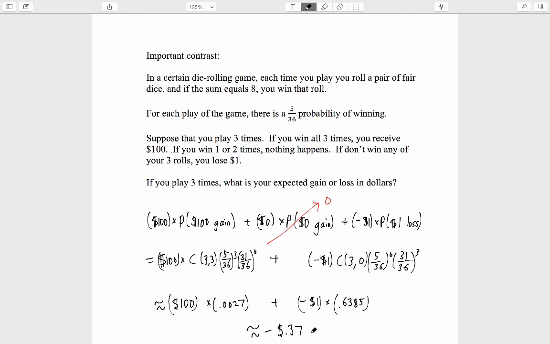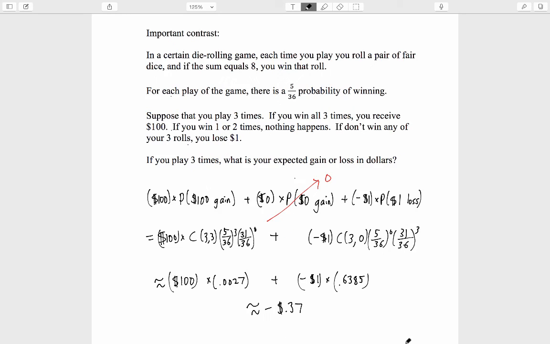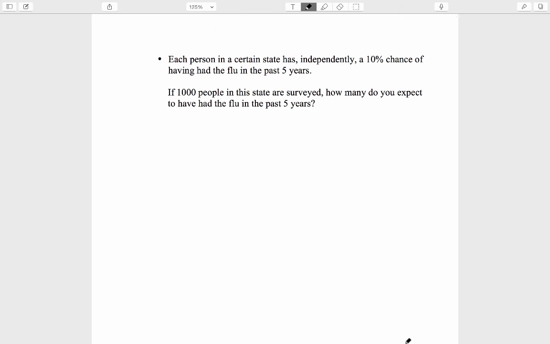In other words, in the long run, this game is a losing proposition. In the long run, on average, you are losing 37 cents for every 3 plays of the game. When dealing with these expected value questions, we have to stop and think, is this a job for the n times p shortcut, or is it not? Here's another example. Let's see whether the n times p shortcut applies or not.